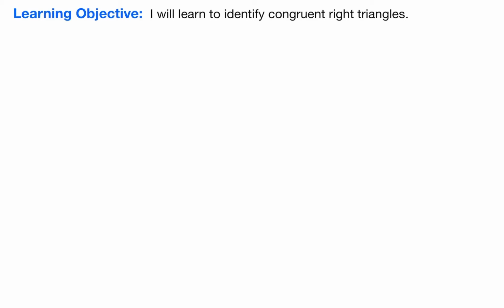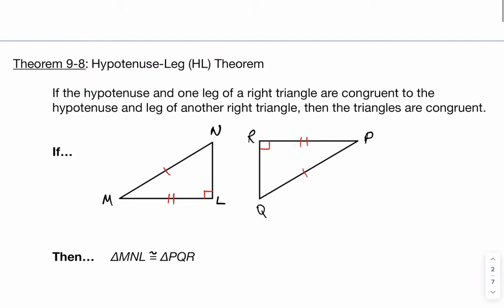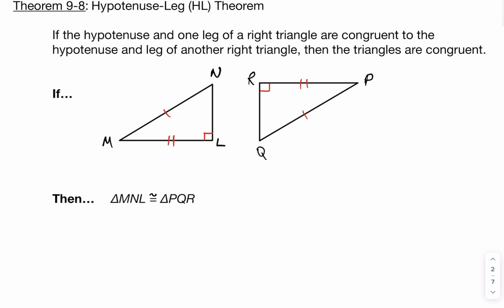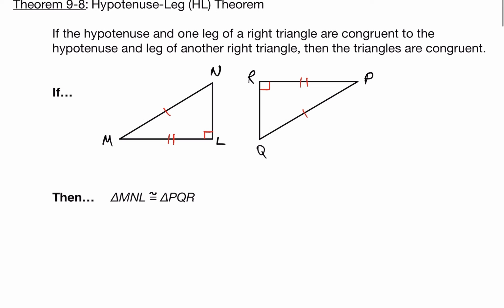Okay, class, in this lesson you are going to learn to identify congruent right triangles. So let's go ahead and begin with the following theorem. This is called the hypotenuse leg, or HL, theorem, and this basically states that if the hypotenuse and one leg of a right triangle, so let's take a look at this triangle, LMN. So if the hypotenuse, right, the hypotenuse is the side opposite the right angle.